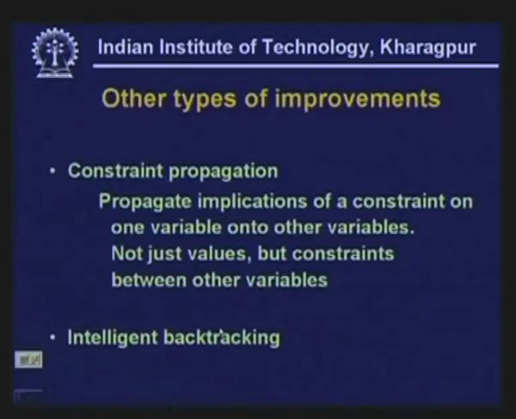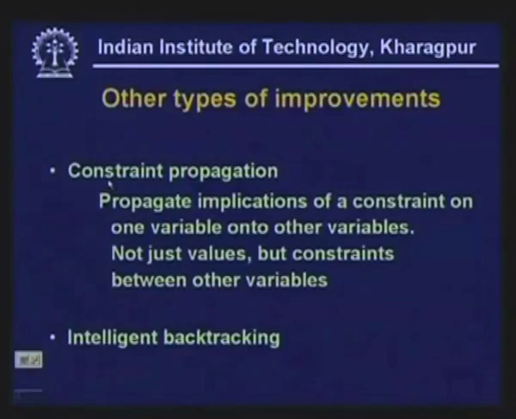Now, let us see what further improvements we can do. There are several things that we could do. One is we could try to propagate the implications of the constraint on one variable onto the other variables. We propagate not just values, but constraints between these variables. So, this is the idea of constraint propagation that we will explore next.